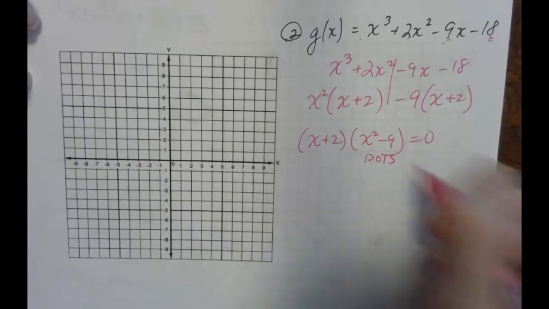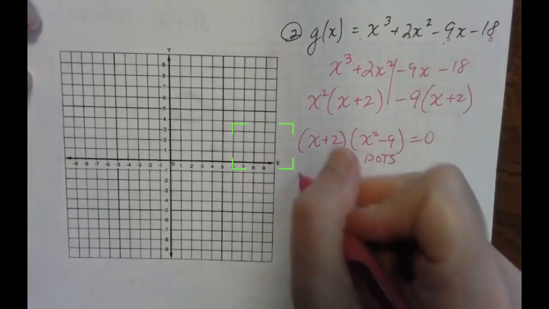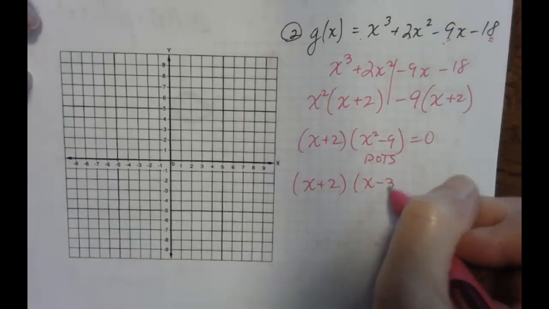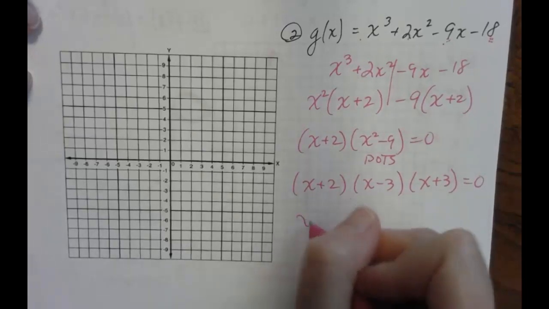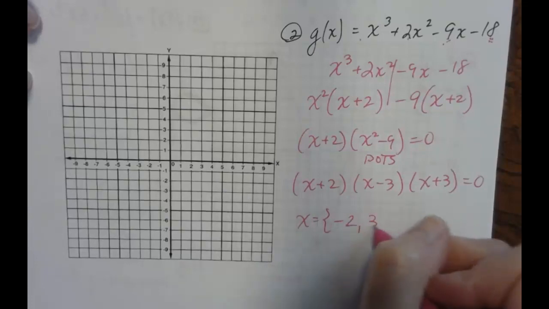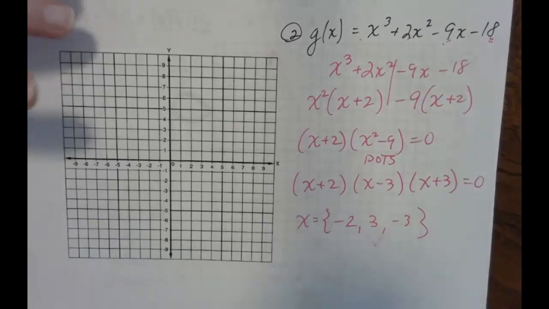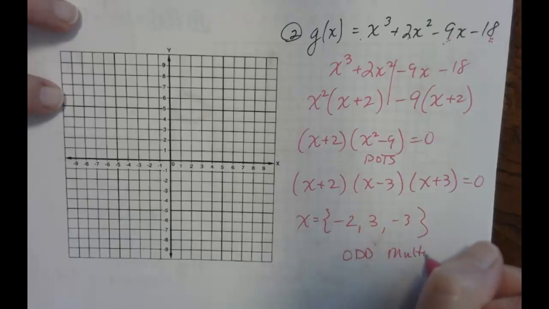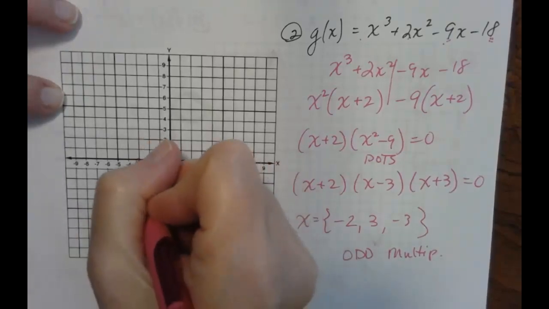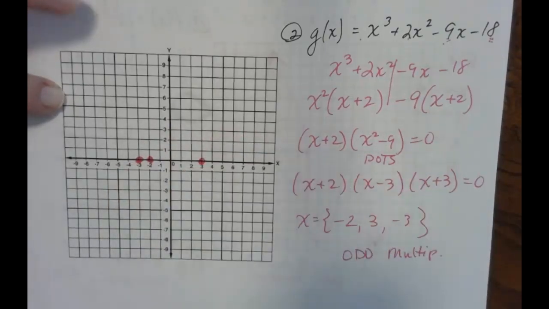Factor this, it's the DOTS. Be on the lookout for easy things to factor. So this one is x plus 2 times x minus 3 times x plus 3. 3 factors, distinct factors, which yields 3 distinct zeros. And all 3 of those zeros are just single roots, which means they have an odd multiplicity. So all 3 are going to pass. So we are going to pass at -3, pass at -2, and pass at +3.